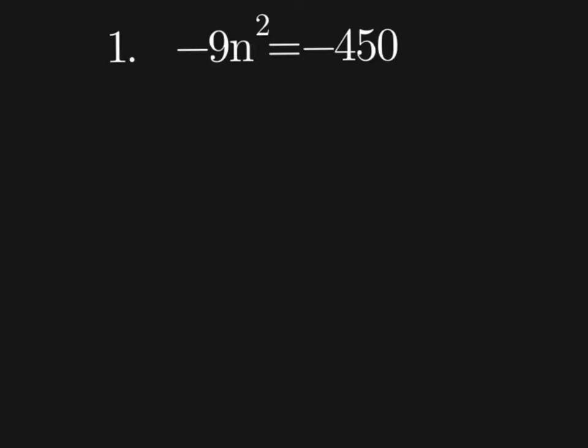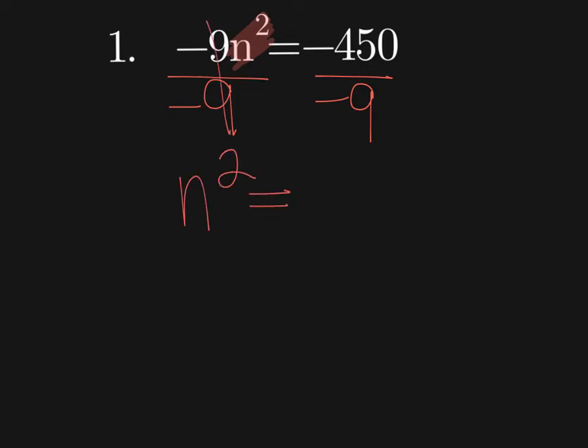All right, so the first one, if you notice that there is only one term with an n in it, and that's going to be your key. There's no other n's, no other variables, so your key is going to be that you will isolate the n. So you're going to divide by -9. That cancels, and then -450 divided by -9 gives us 50.